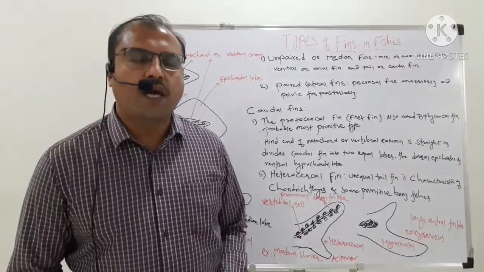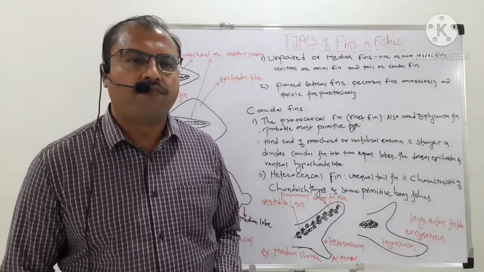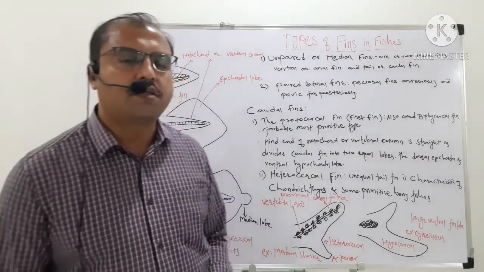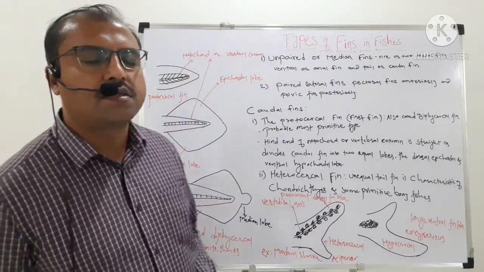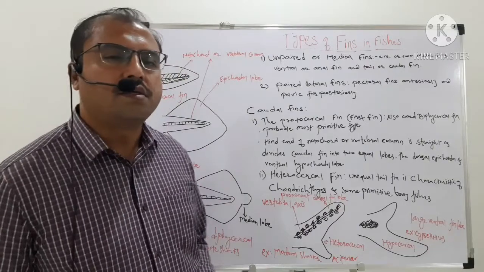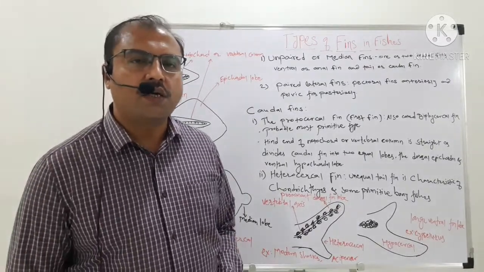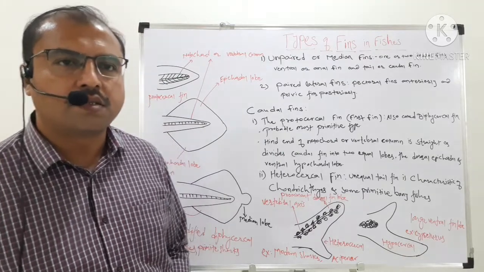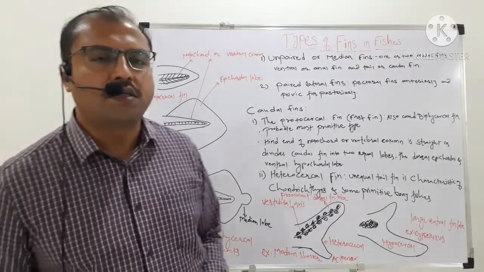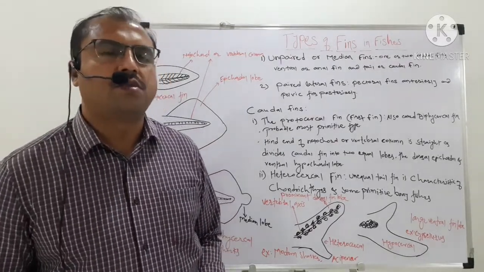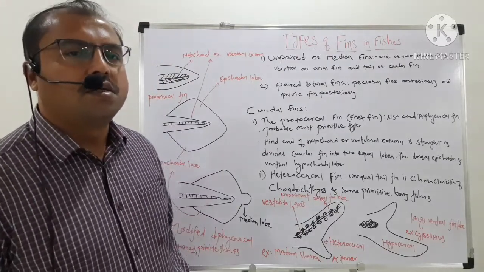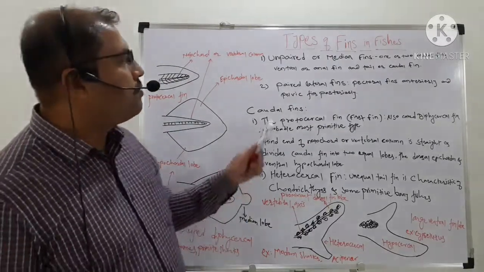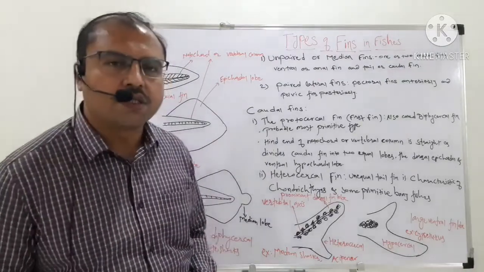We are dealing with animal diversity third. In this animal diversity third we have already discussed the scales in fishes along with the characters and classification of class Pisces. Now in today's lecture we are going to discuss the types of fins in fishes.